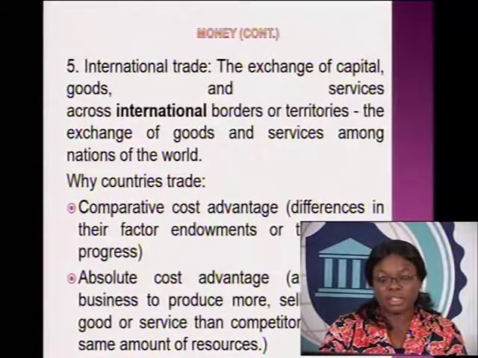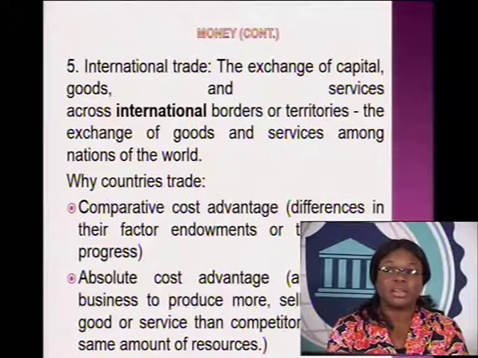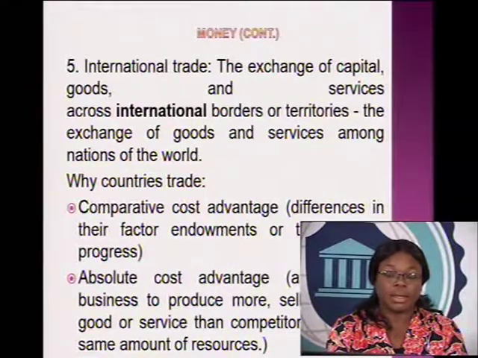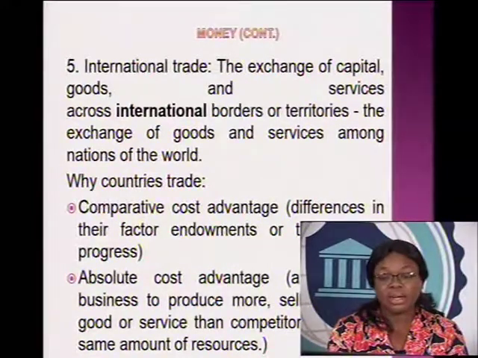Then we go through international trade. International trade is still part of the course outline, which has to do with the exchange of goods and services in this scenario across international borders or territories. Exchange of goods and services among nations of the world. What is interesting here is, why do nations trade? That's the question. Why do nations trade?